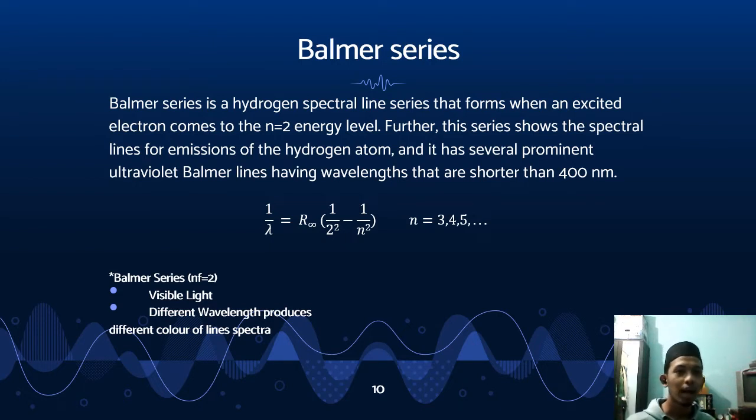Like the Lyman series, we can use the Rydberg formula, but for the Balmer series n equal to 3, 4, 5 and so on. The difference between the Lyman series and the Paschen series is that the Balmer series is visible light, and different wavelengths produce different colors of the line spectrum.